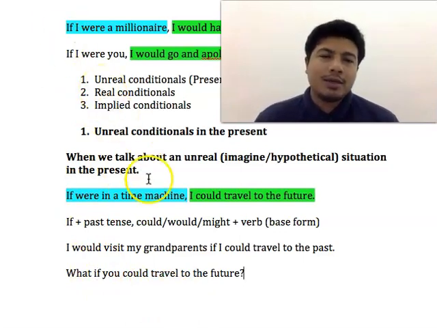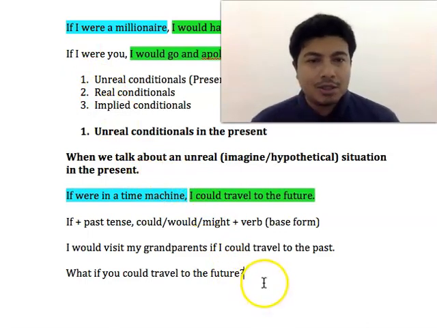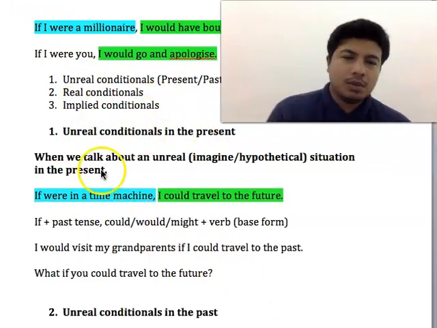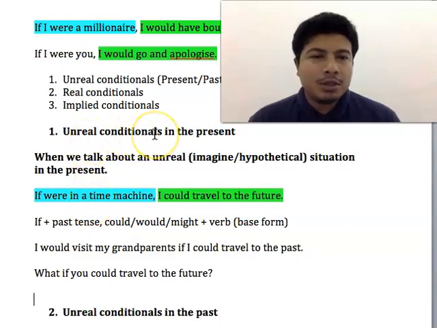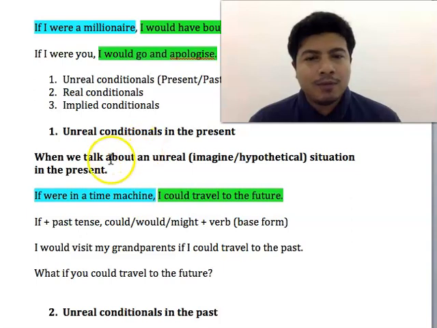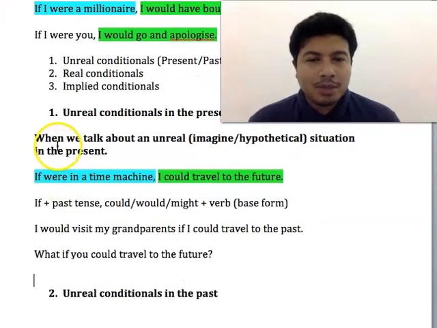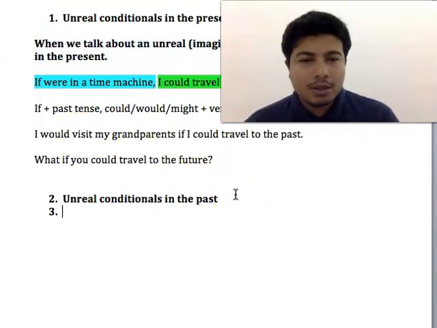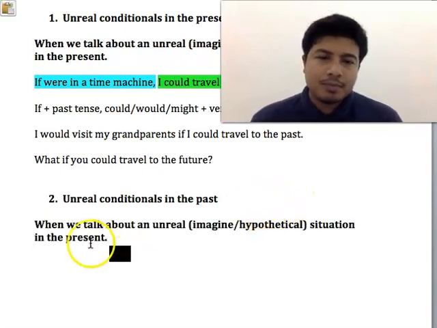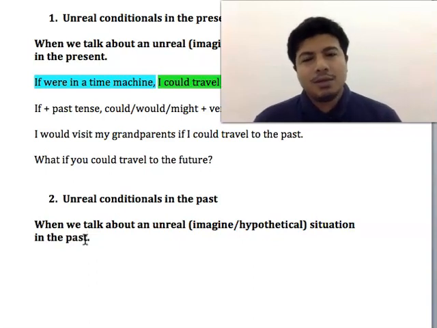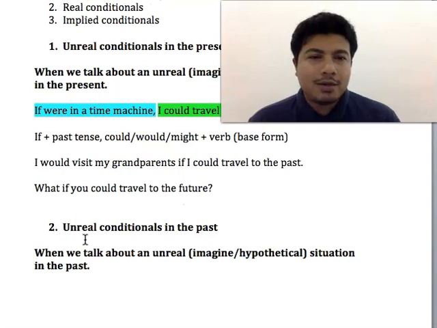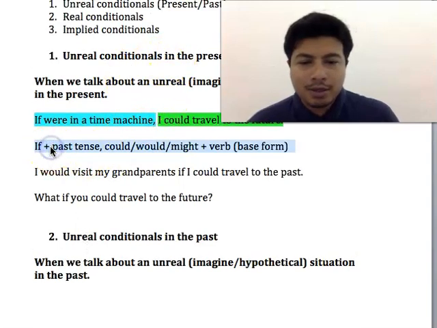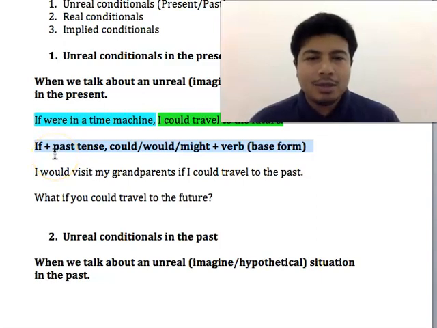Next, you will take a look at the next type of conditional sentences, which is still unreal conditionals, but unreal conditionals in the past. So if unreal conditionals in the present is used when we talk about unreal situation in the present, unreal conditionals in the past is used when we talk about unreal situation in the past. So that is unreal conditional in the past.